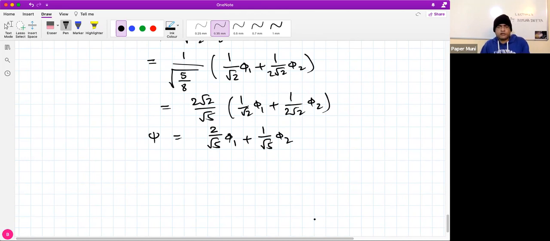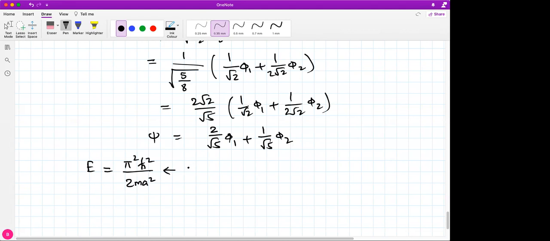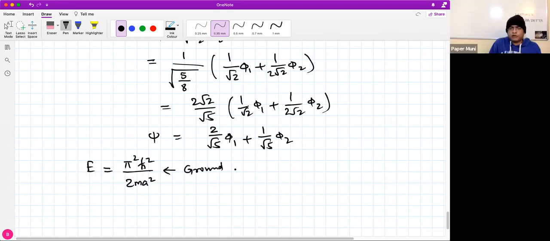Phi 1 is the ground state and phi 2 the first excited state. Now if you look at the question, it says that the energy of the particle is measured, and they want the probability that the measured energy is pi square h cut square by 2 ma square. So if they measure the energy and get this, what is the probability of measuring this energy? Which state will this correspond to? Ground state. This energy will correspond to the ground state.